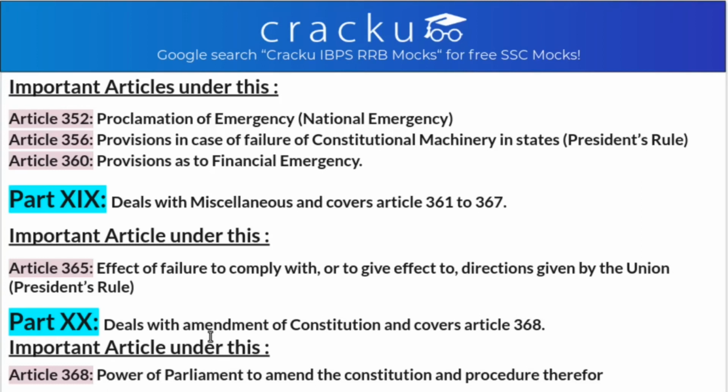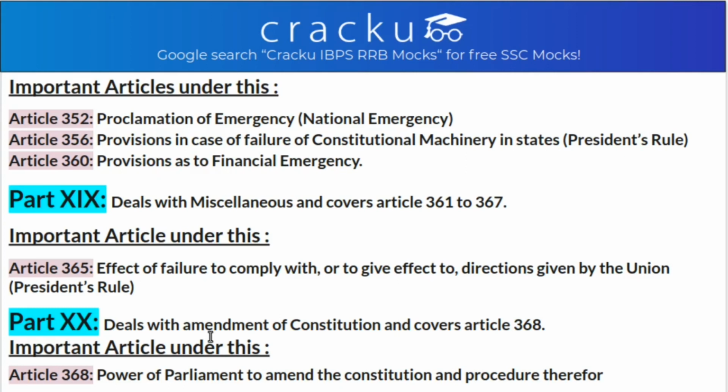This is national emergency. Article 356 says provision in case of failure of constitutional machinery in state, that is President's rule. As it says, if in any state the constitutional machinery or the state government fails, there the President's rule is applied. So Article 356 deals with President's rule and Article 360 deals with provision as to financial emergency. So Article 352 national emergency, Article 356 President's rule and Article 360 financial emergency.